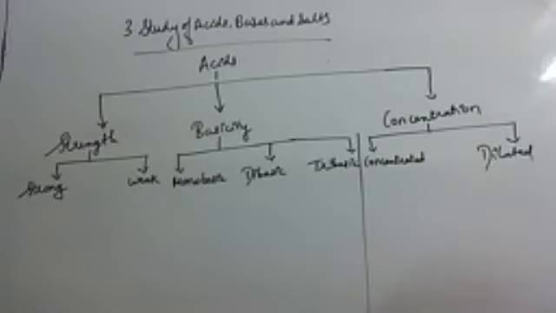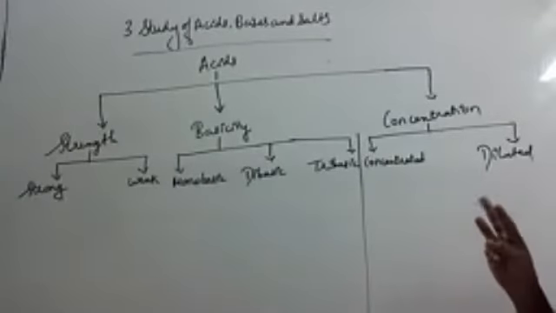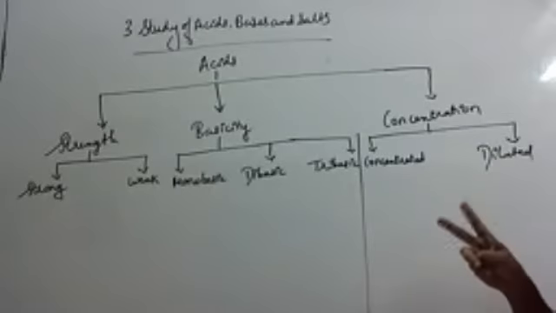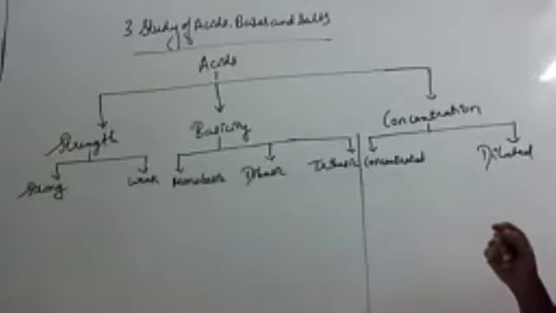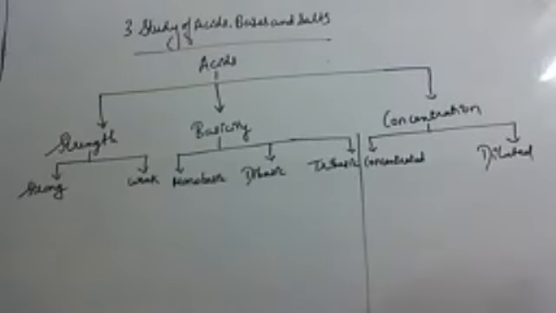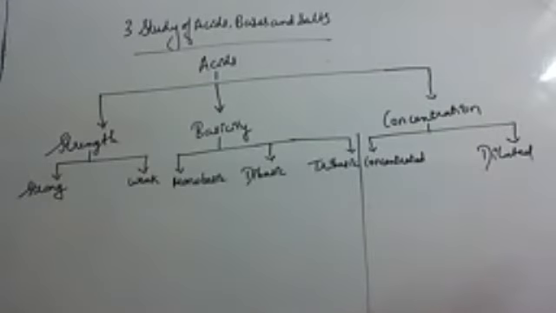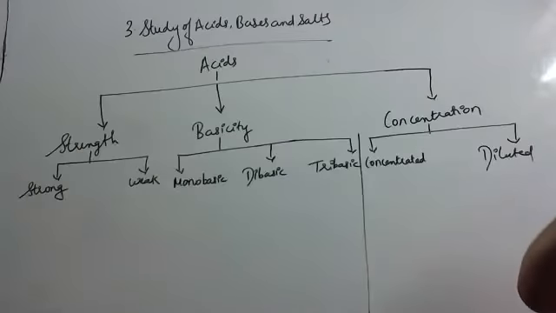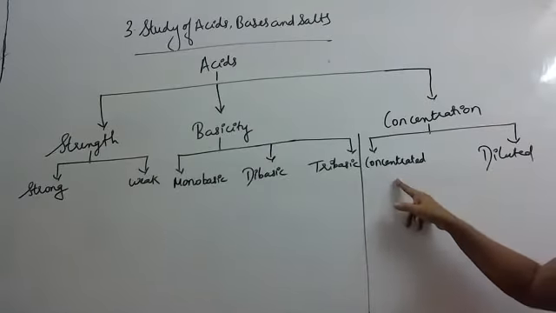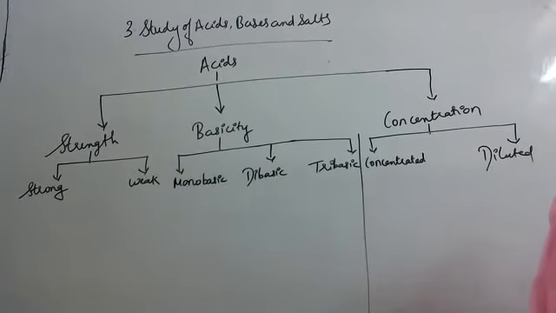Then we have basicity. Basicity means how many hydrogen ions are present in that acid. That again is of three types: monobasic, dibasic, and tribasic. Monobasic acid has only one hydrogen ion or one hydrogen atom. Dibasic has two hydrogen atoms, and tribasic has three hydrogen atoms. Then the third type is depending on the concentration of acid: concentrated acid and dilute acid. Now we'll see one by one.